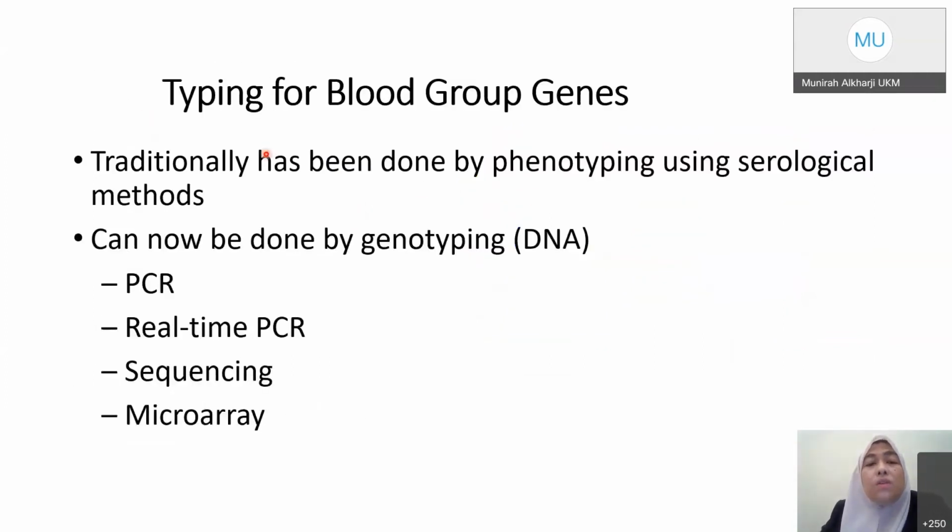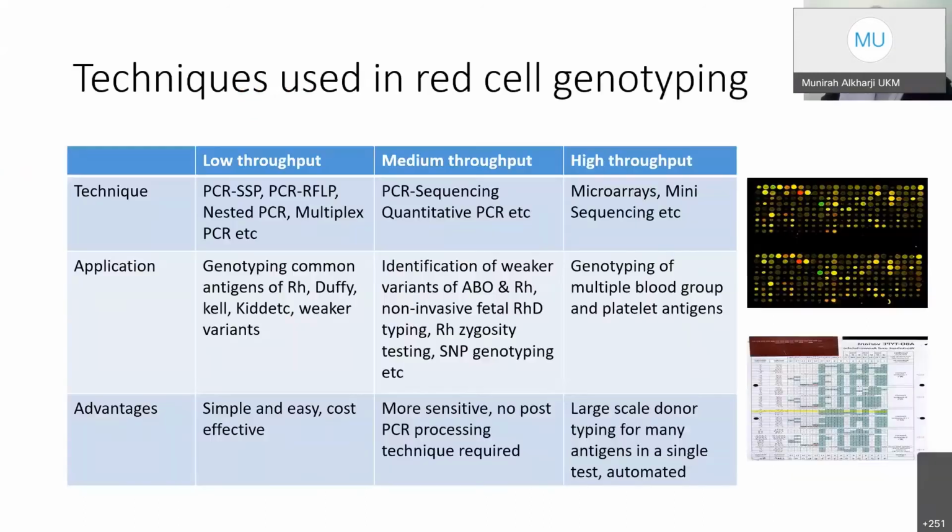Okay, then we also can use typing for blood group genes by using the traditional method, red cell phenotype, using the serological method. And also we can use genotyping, DNA-based analysis. The test can be done using PCR, real-time PCR, sequencing and microarray. So these are techniques used in red cell genotyping, differentiated into low throughput, medium throughput, or high throughput.